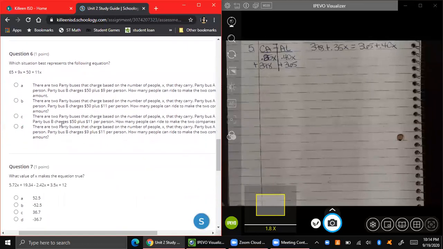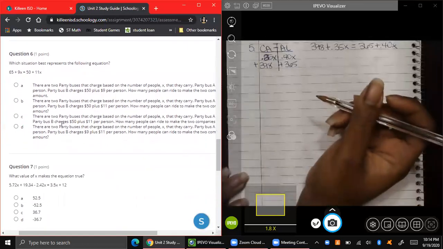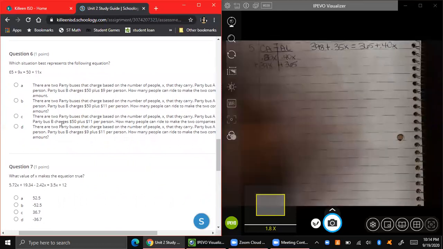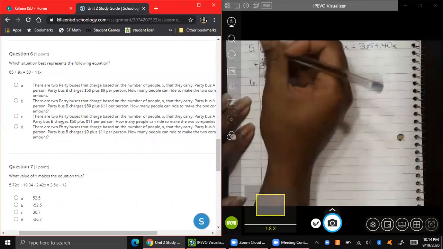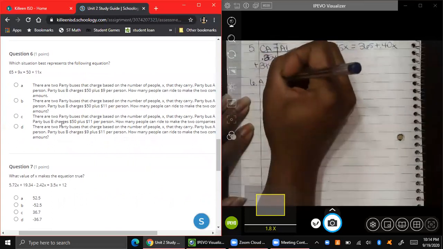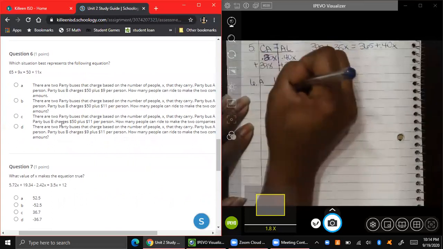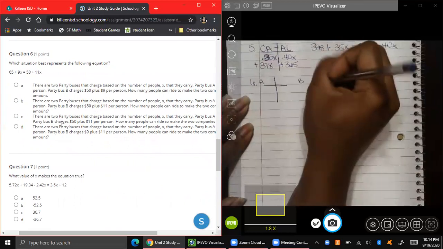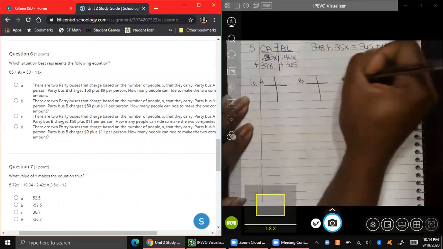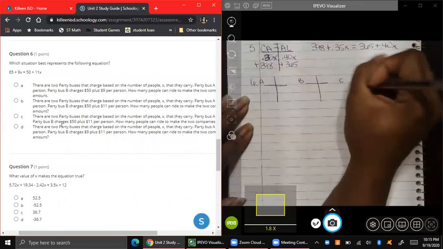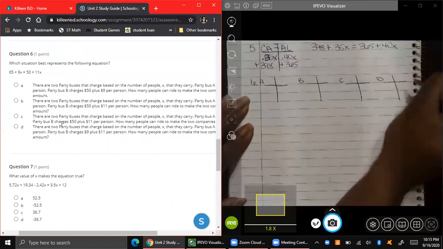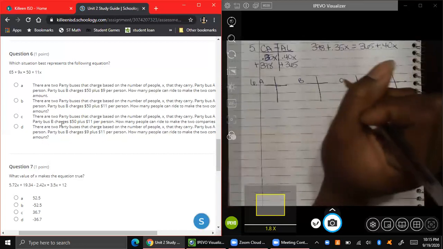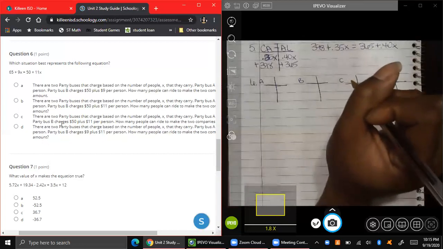Number 6 is asking which equation fits the word problems. So this is number 6. And of course I have A. So I'm going to go ahead and create that T-chart. B, C, and D. Anytime I see a word problem, I'll go ahead and create all of my T-charts so that I will know.